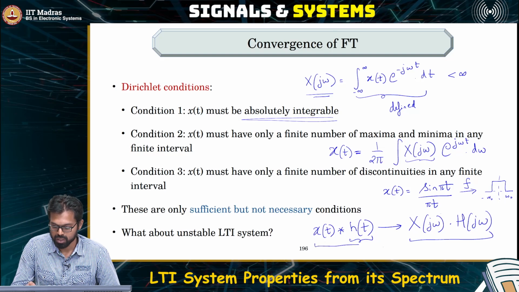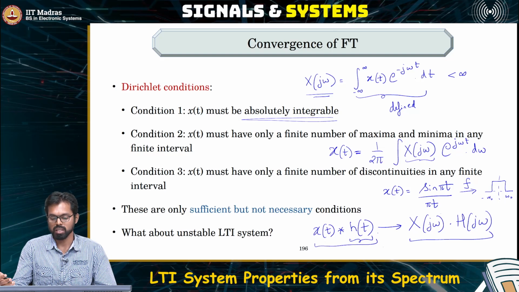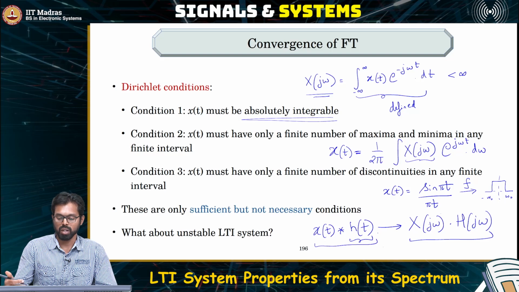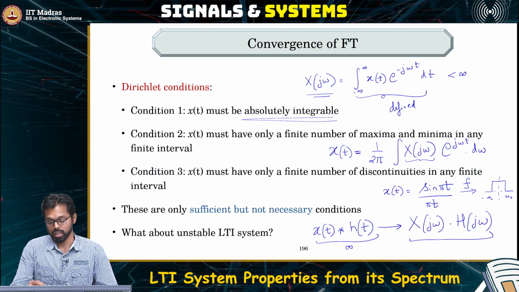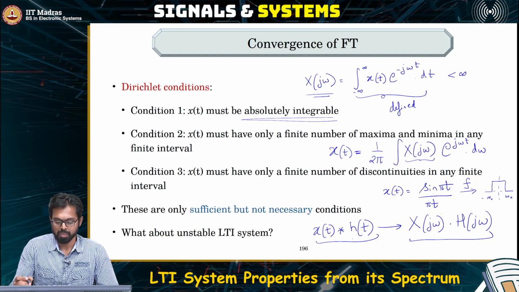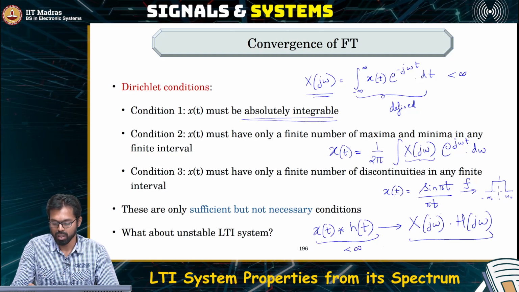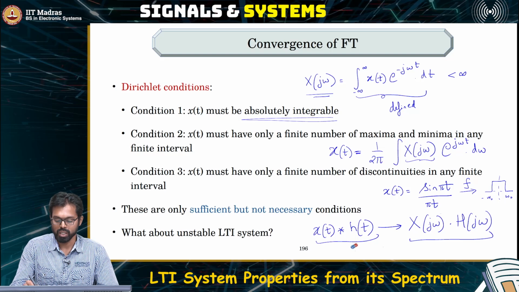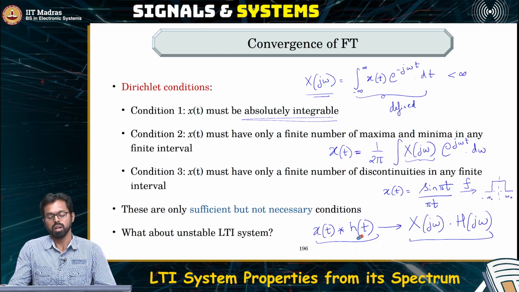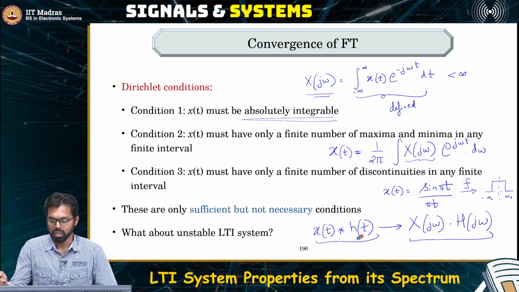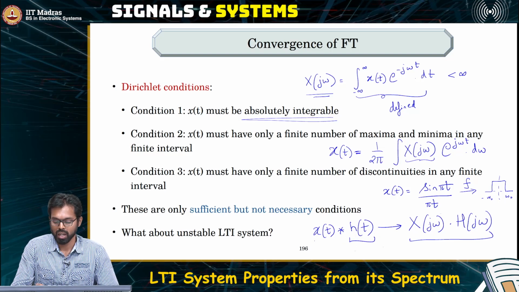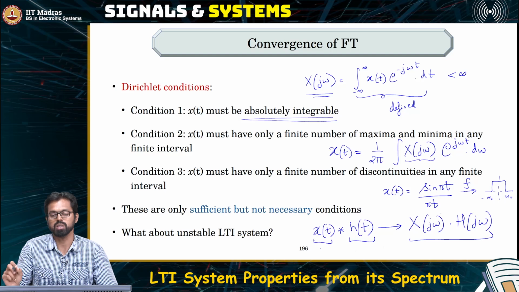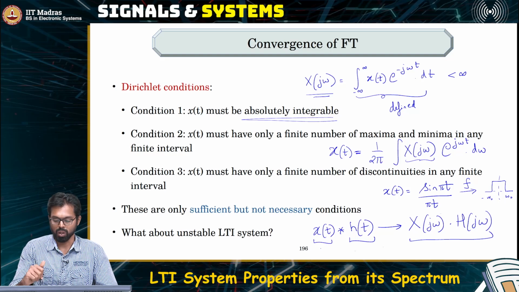If the convolution results in infinity because it is unstable... an unstable system does not necessarily mean it will always produce infinity as the output. There could be certain signals for which the output is still bounded, right? For all those signals, we can still use this Fourier transform property. So as long as the Fourier transform exists for h of t and x of t, we can still use this relationship and we can find out the output.